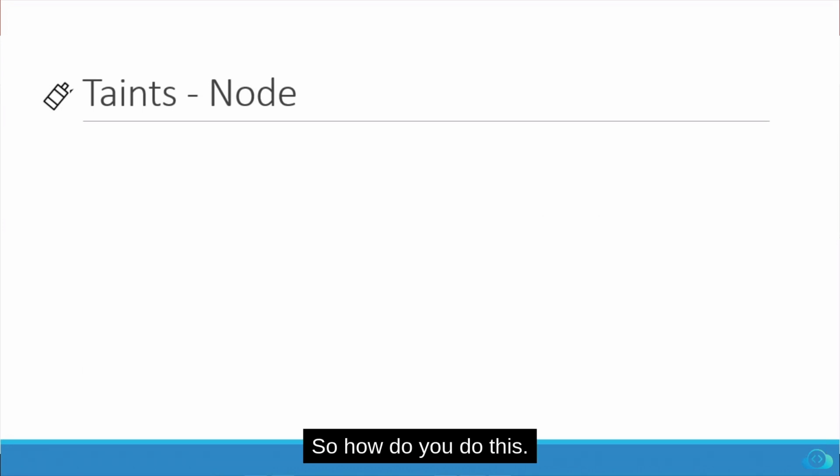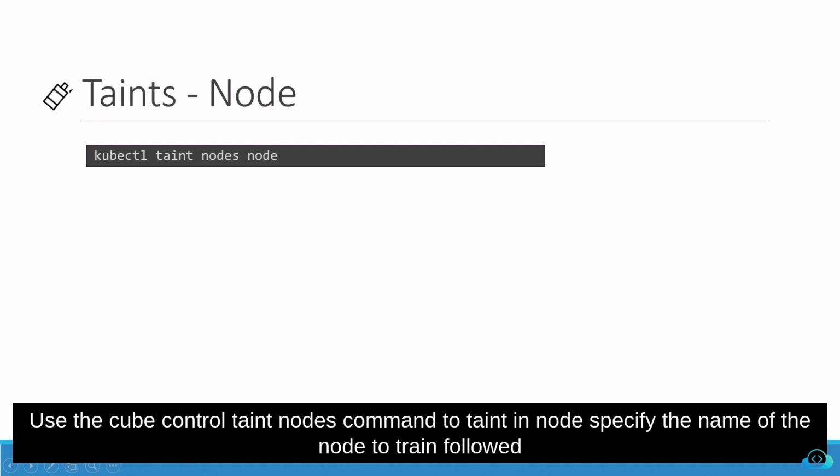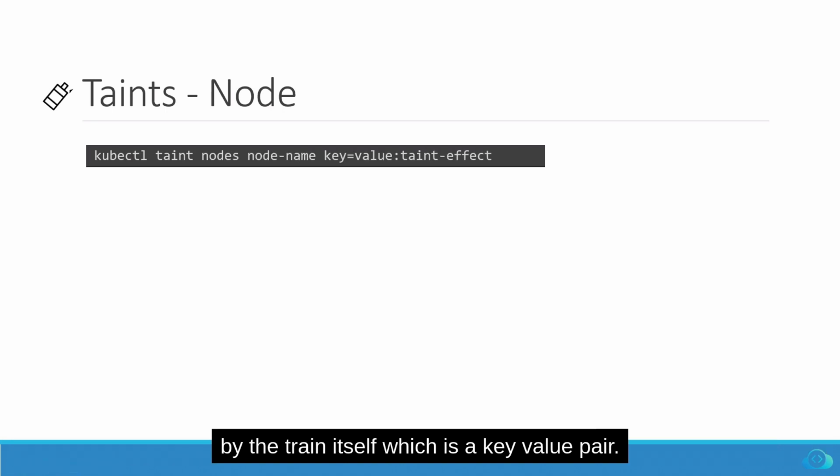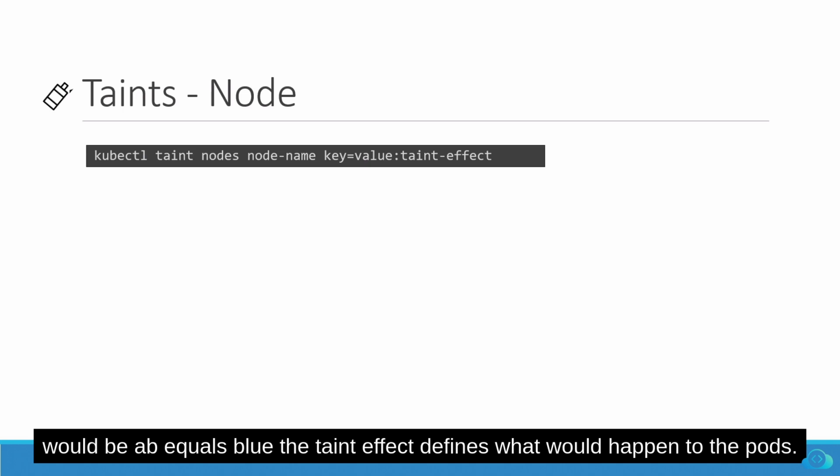So how do you do this? Use the kubectl taint nodes command to taint a node. Specify the name of the node to taint followed by the taint itself, which is a key value pair. For example, if you would like to dedicate the node to pods in application blue, then the key value pair would be app equals blue.